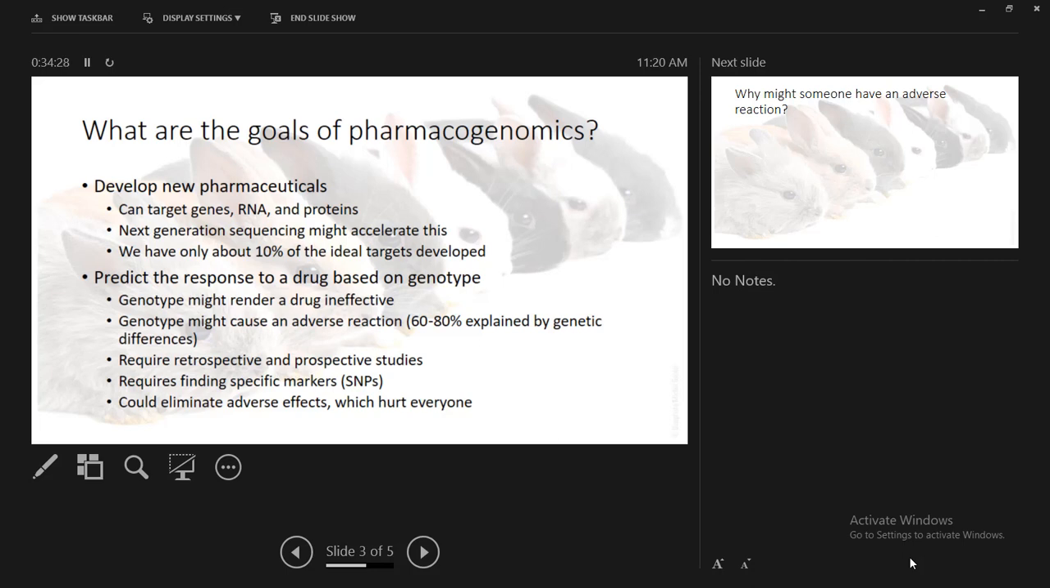Yeah. At the same time, you still need people to research it. You still need clinical trials and retrospective studies. It seems like it would also be expensive and hard.